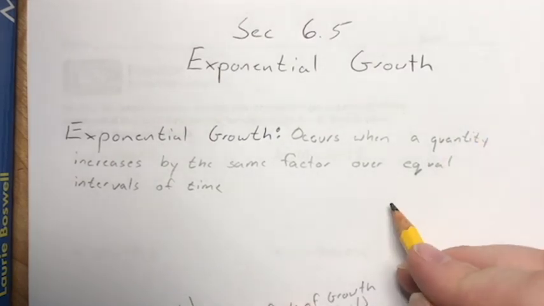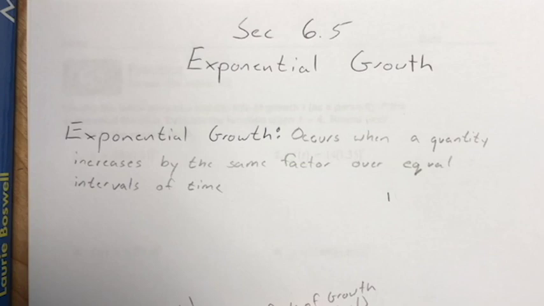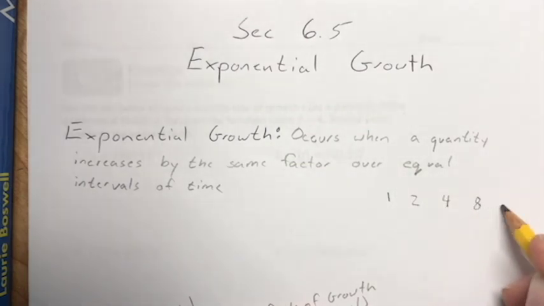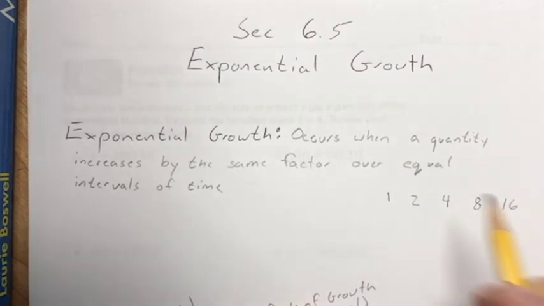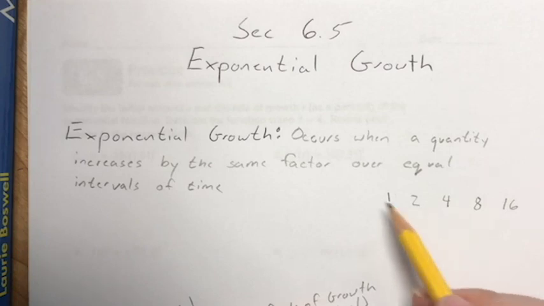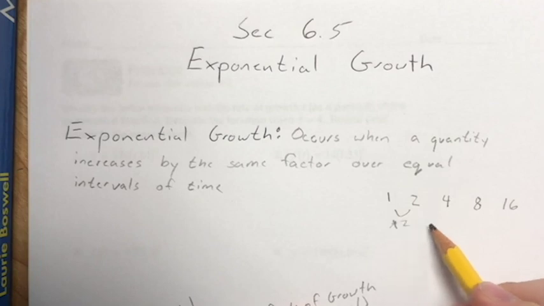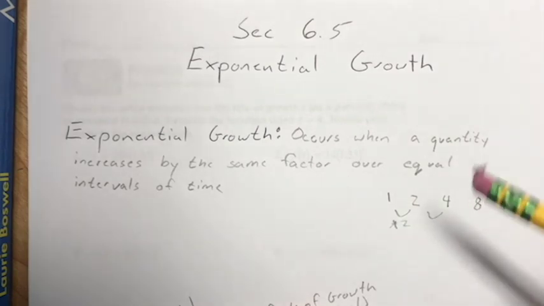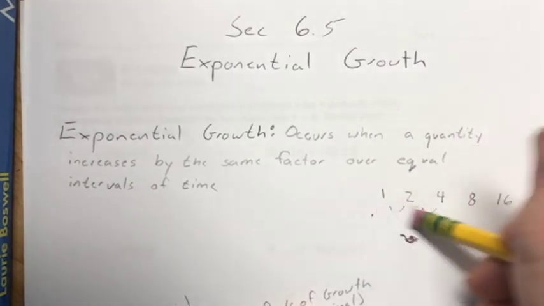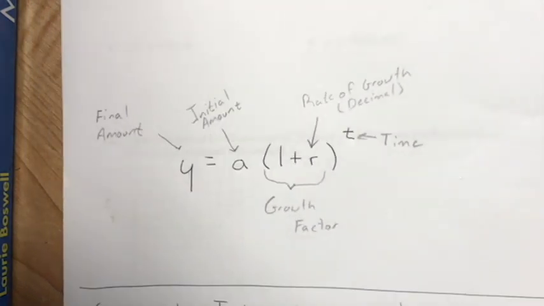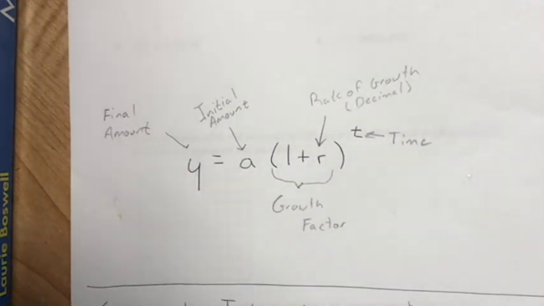So if I were to give you some numbers, I start with the number 1, I go to 2, next one would be 4, the next one would be 8, and the next one would be 16, and so forth. Every time I'm doubling, and so that's what it's saying, I'm multiplying by the same factor. In this case, it's multiplying by 2. This is what it means to have a growth. But more specifically, the growth factor is what we would call more than 1, and I'll show you that in just a second.